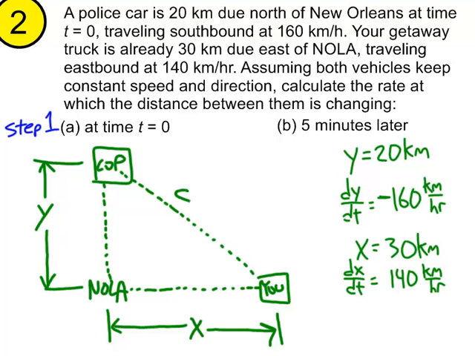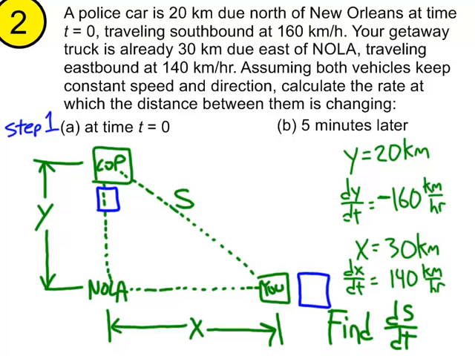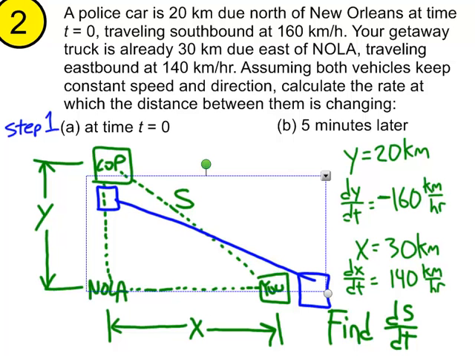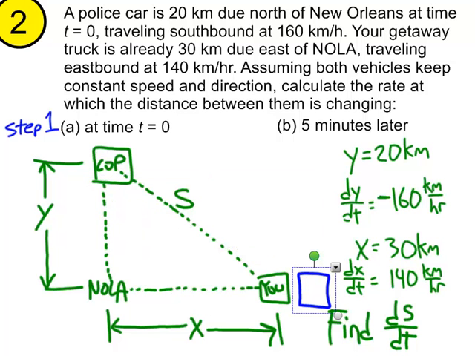Let's call that length s, and the thing that we're looking for is how fast that quantity s is changing. So again, if it turns out that in a moment's time, when you're here and the cop is here, this new distance for s is longer than the previous distance, then ds over dt will be positive. If that new distance is shorter, then we'll find that ds over dt is negative because s is decreasing. All right, that was step one.